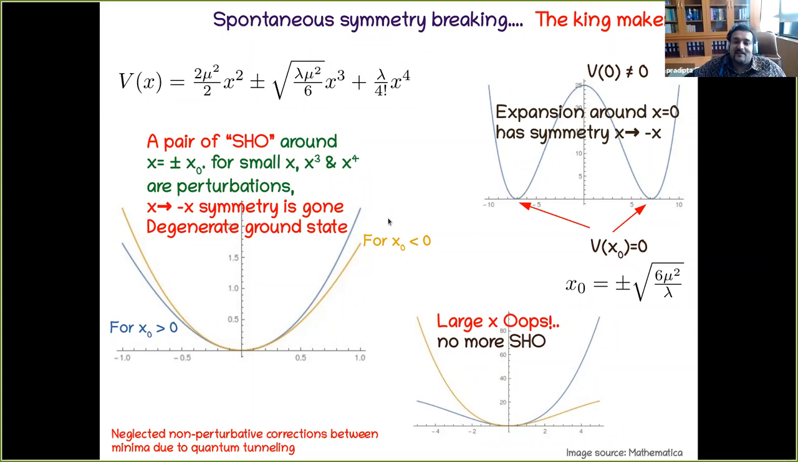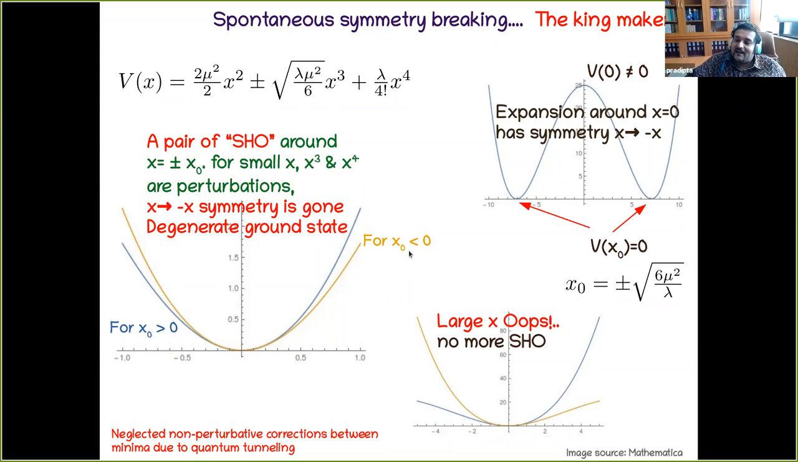And now what is interesting, you started with this, but it turns out that now you have a pair of simple harmonic oscillators around x is equal to x naught for small x, because only for small x can you for the moment drop terms like x cube and x4. In fact, as long as x is small, you can consider x cube and x4 as a perturbative effect. So the original symmetry x going to minus x is gone, and now you can see that you have two degenerate ground states, which are represented by two different colors. One is for x naught greater than zero, and the other is for x naught less than zero.